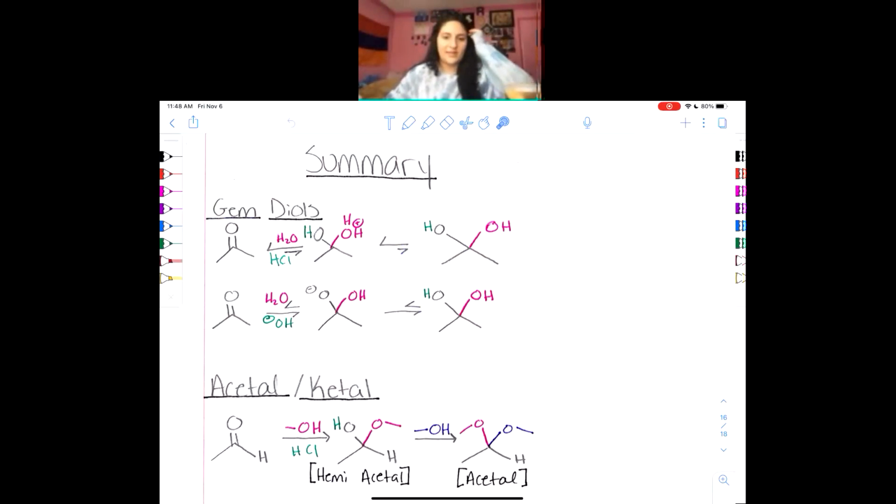One of the conceptual things that we haven't yet talked about, but I'll just tell you now. In the case of an acid catalyst, it will prefer the ketone form. In the case of a base catalyst, it will prefer the gem diol form. So it will work either way, and these will be at equilibrium. But in the case of acid, it will prefer ketone form. In the case of a base catalyst, it will prefer the gem diol form.